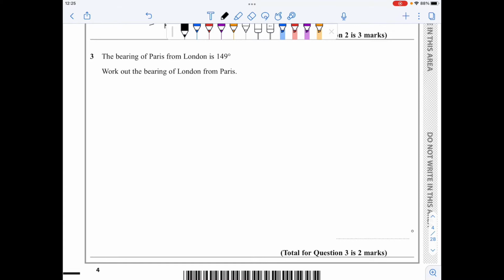For question 3, I'll start from London and make north. And then starting from this north, I'm going to turn clockwise an angle of 149 degrees. Now this is a 90. This is 180, so 149 is somewhere in between. Now this is where Paris is, and I'm going to make a north here as well.